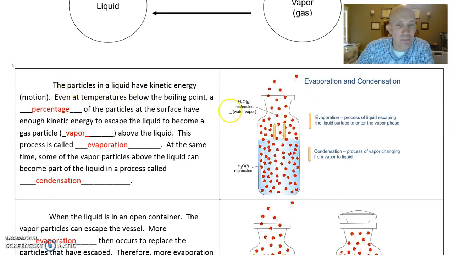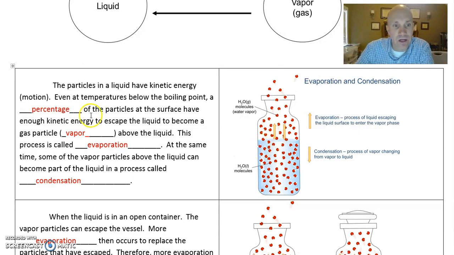We talked earlier about the fact that temperature is a measure of the amount of motion or kinetic energy that particles have. So this shows water down here, and all the water particles have some amount of motion in them. Not all of them have the exact same amount of motion. Remember, the temperature is related to the average amount of kinetic energy. Some are going to have more, some are going to have less, but there's going to be an average.